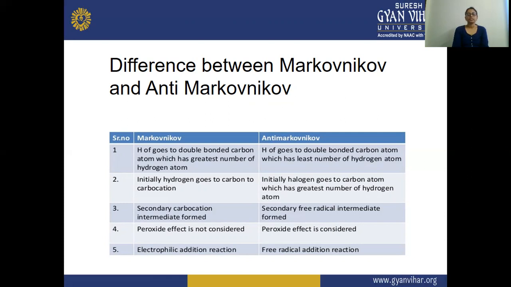Next, in the second point, initially hydrogen goes to the carbocation, that is, to the neighboring carbon where the carbocation is formed. Next, initially halogen goes to the carbon atom which has the greatest number of hydrogen atoms. Thirdly, in Markovnikov the secondary carbocation intermediate is formed.